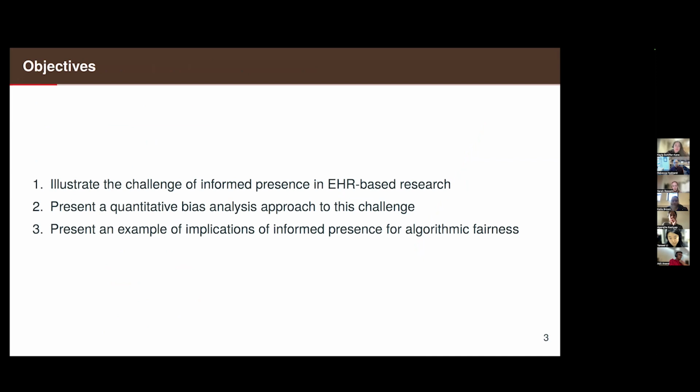So with that in mind, in my talk this afternoon, I'm going to present 3 different projects that I've worked on that center around these issues of differential data quality due to the EHR data provenance process. First, I'm going to present a project that highlights the challenge of informed presence bias. I'm going to raise this as a potential issue that we need to worry about. I'm then going to show you an approach to addressing this issue using a quantitative bias analysis framework. And then finally, I'm going to discuss implications of this same challenge, informed presence, for algorithmic fairness when we're using risk prediction models for tailored healthcare decision making.